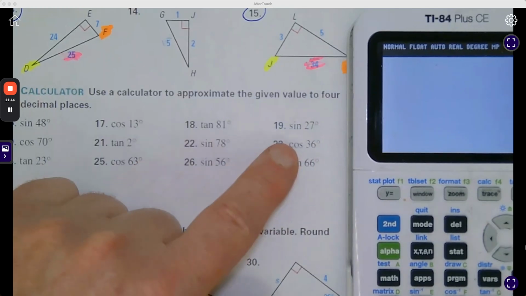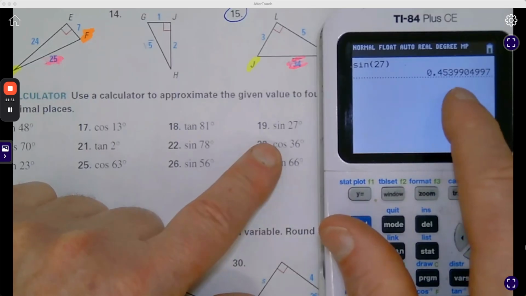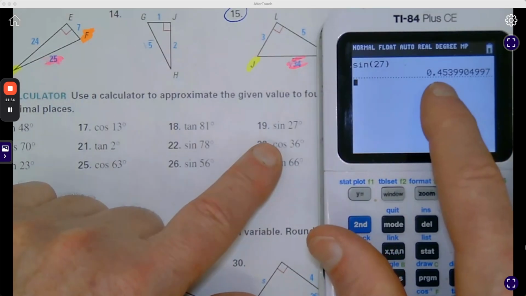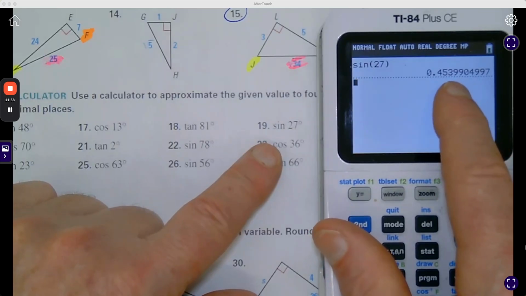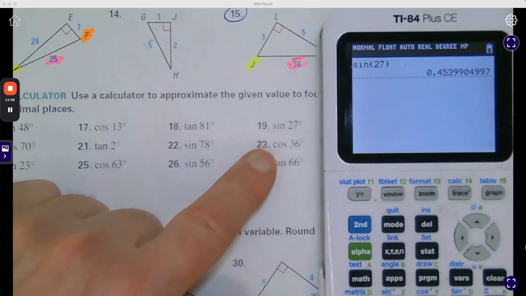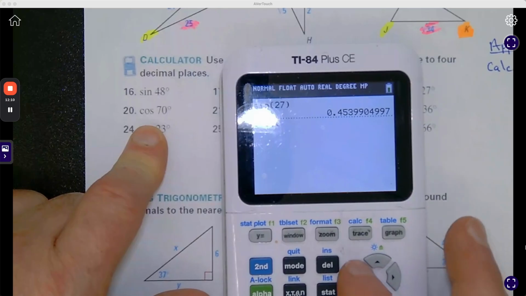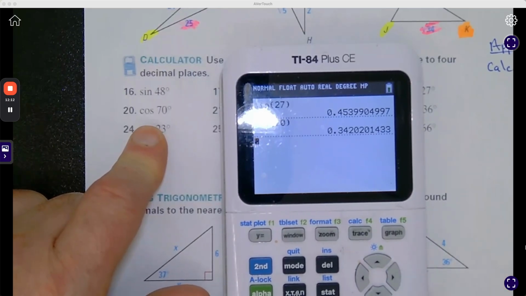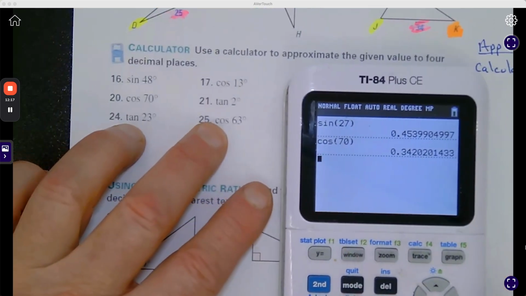Okay. Sine of 27. 0.453. Oh, it's actually going to be, that 9 rounds up and makes that a 0, but then it makes that a 4. That's a tricky one. 0.4540. Okay, cosine of 70. 0.3420. Tan of 2.